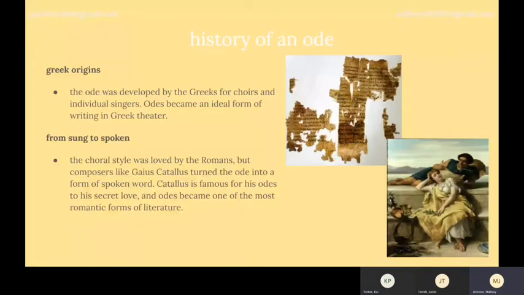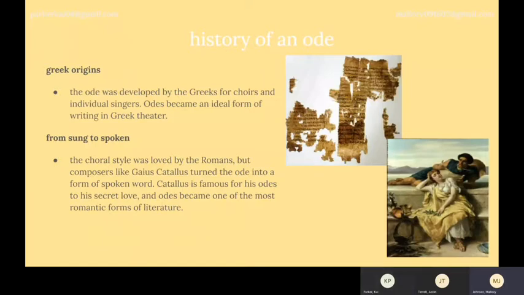Okay, before we go into depth about odes and writing odes, we're going to talk about the history behind odes. So, odes have Greek origins, and the ode was developed by the Greeks for choirs and individual singers. Odes became an ideal form of writing in Greek theater. So, back then, the Greeks sang odes in their theatrical shows to convey their plot lines.